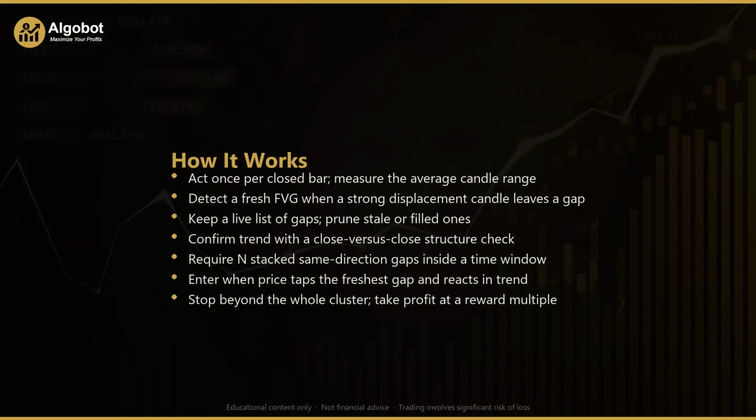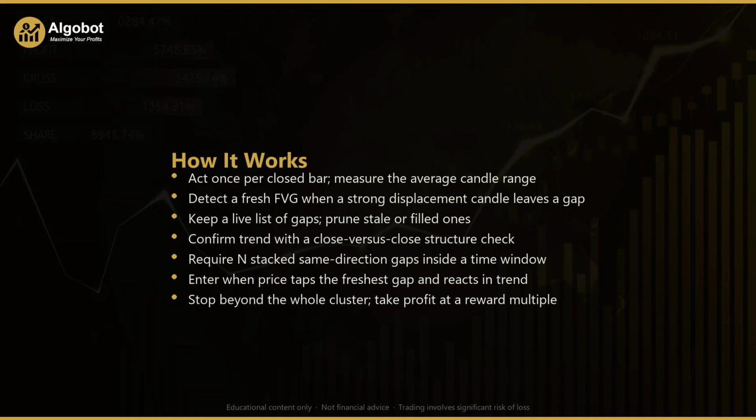as a strong displacement. For a bullish gap, the displacement candle must close higher than it opened, and the high of the first candle must sit below the low of the third candle, leaving a clean imbalance. A bearish gap is the exact mirror. Each qualifying gap is stored in a live list. The EA then prunes that list. Any gap older than the expiry bar setting is dropped for going stale, and any gap that price has closed straight through is removed too, because the imbalance has been filled and the idea is dead.